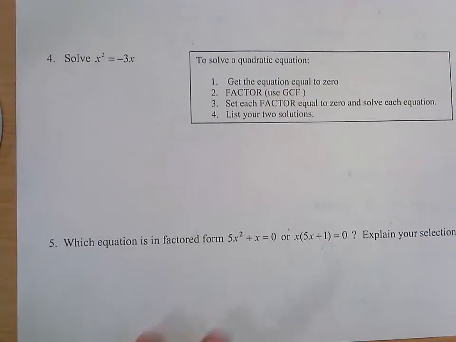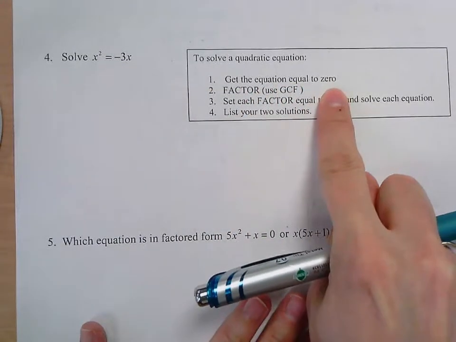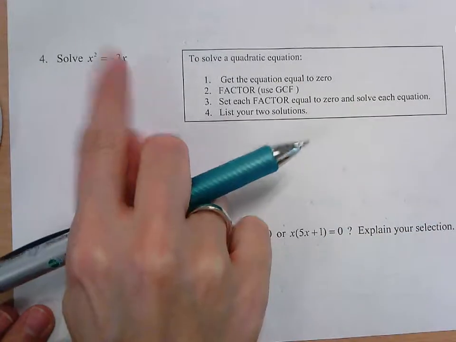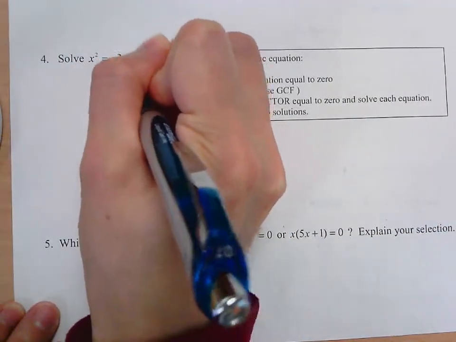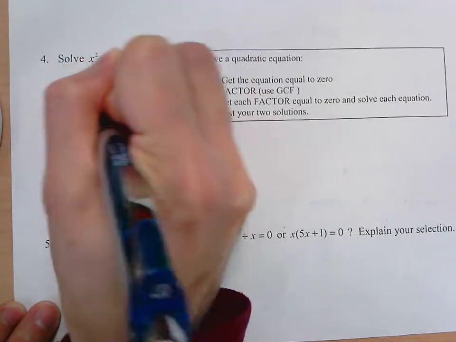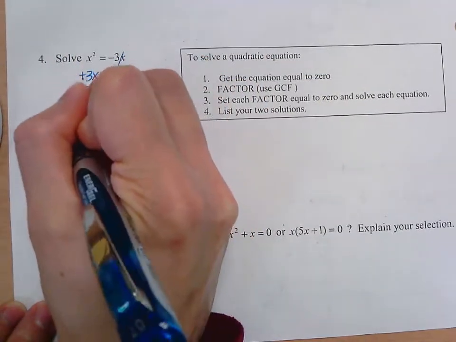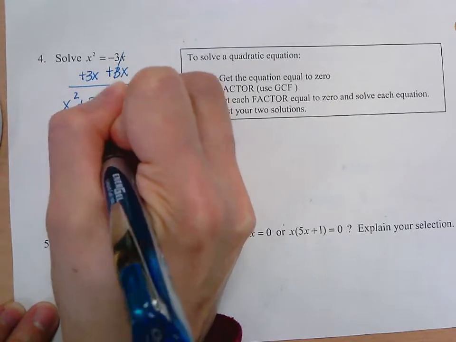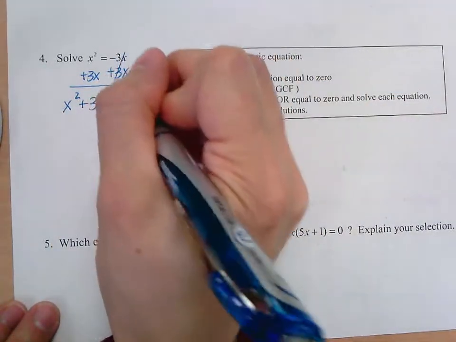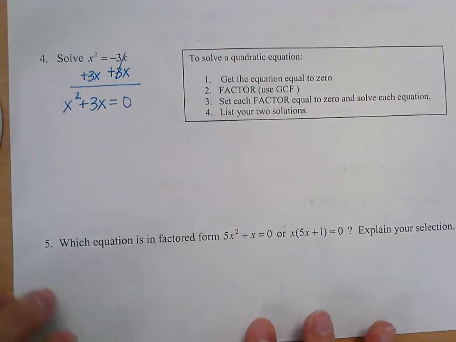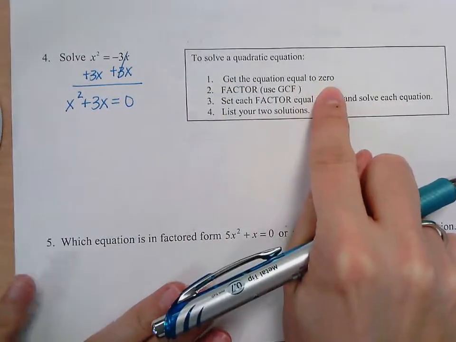Okay, let's look at example 4. Here's another one. First step, get the equation equal to 0. We have a negative 3x, so add 3x to both sides. So on this side, I have x squared plus 3x. They're not like terms, don't combine them. And then equals 0. Step 1 is done.